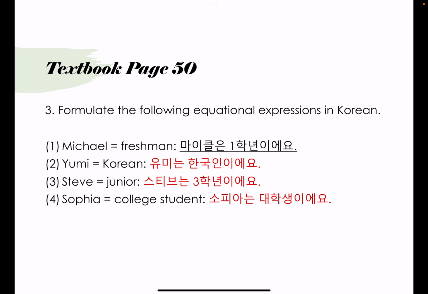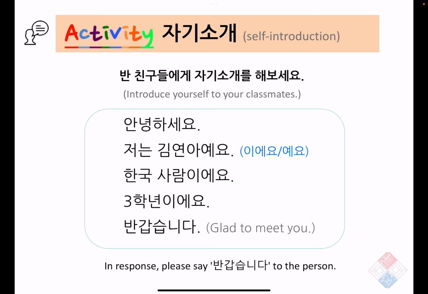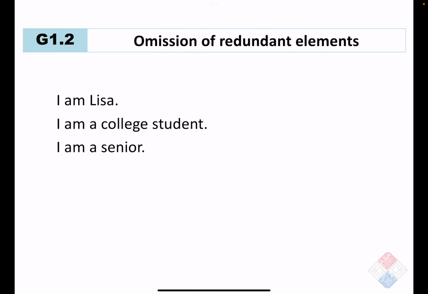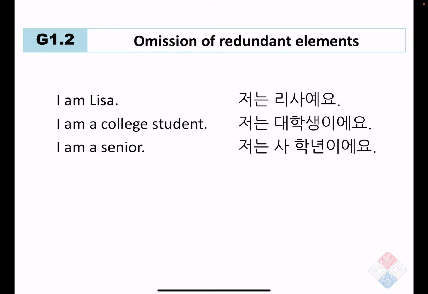Okay. So we did go through a bit of introduction with the classmates. So you see that they omitted 저는 here. Instead of saying 저는 한국 사람이에요, she went 저는 김연아예요. 한국 사람이에요. 3학년이에요. Because we're talking about 김연아 the whole time. Same thing. 저는 리사예요. 대학생이에요. 4학년이에요.